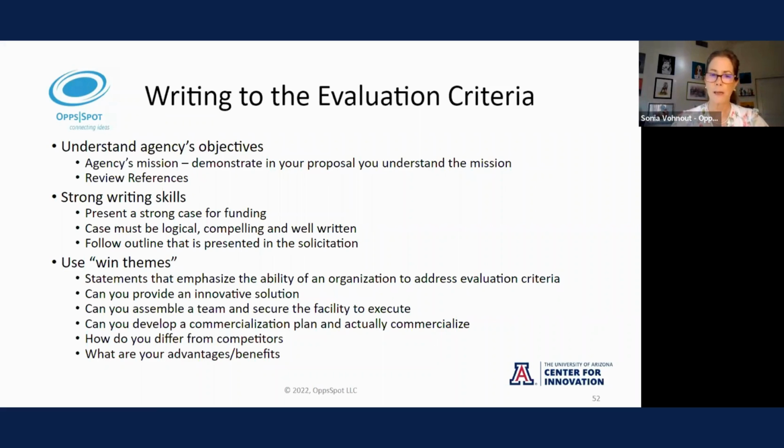Use win themes, and the ability to solve, improve this, and feasibility. Can you provide the innovation, and how you're going to be providing it? Discuss how strong your team is, and how with your team and your commercialization plan, you're actually going to be able to commercialize. Describe the benefits and advantages of your technology, knowing the current state of the art and potential competitors. Next.